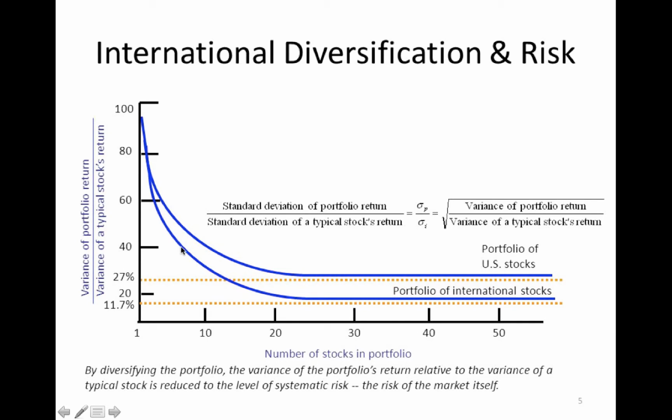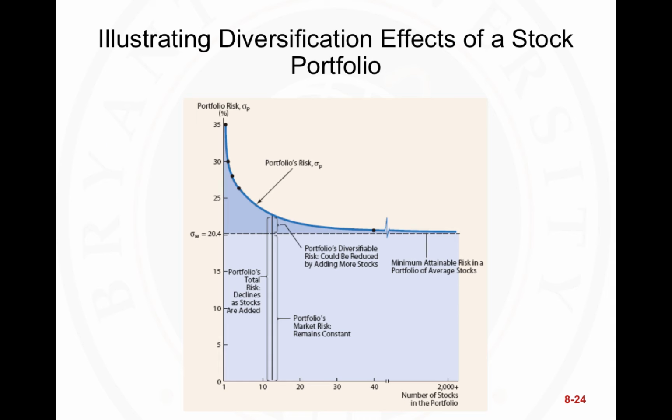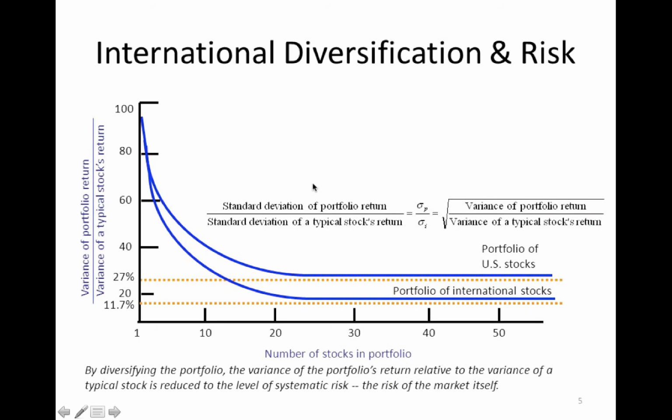If we use a portfolio of 20 to 30 stocks that are international, we can get that risk all the way down to 11 or maybe 12%. So remember these two slides: domestic, just US, and international. Where would you want to be? This is why no finance class should be taught without the international part of it.